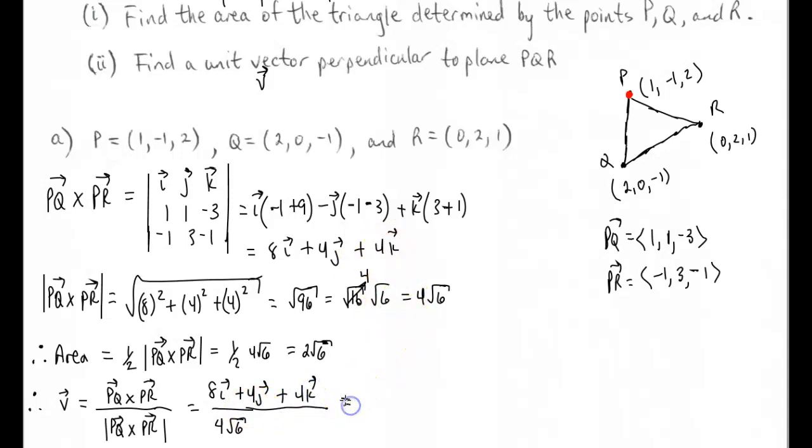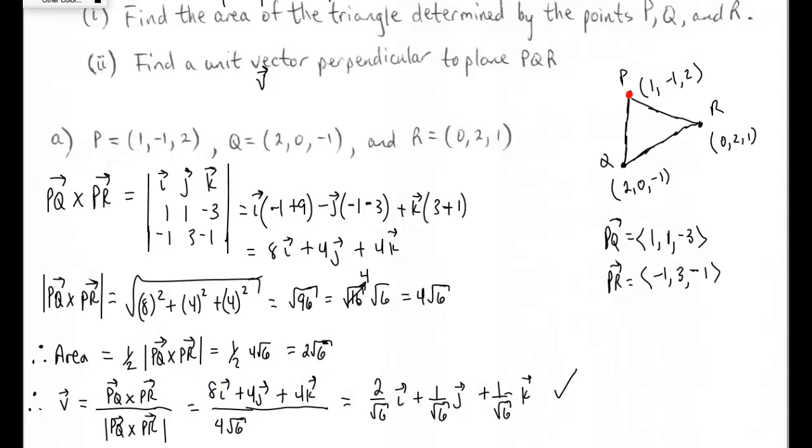And once we simplify, we'll just have 2 divided by square root of 6 in the i direction plus 1 divided by square root of 6 in the j direction plus another 1 divided by square root of 6 in the k direction. So this would be the vector that we're looking for that's going to be perpendicular to the plane that has a triangle PQR.